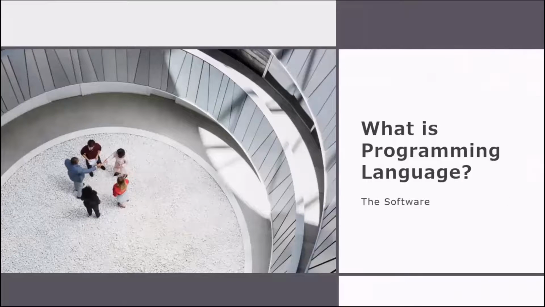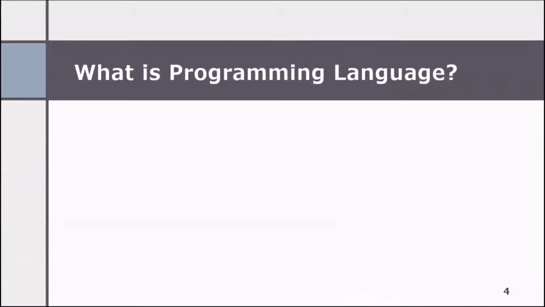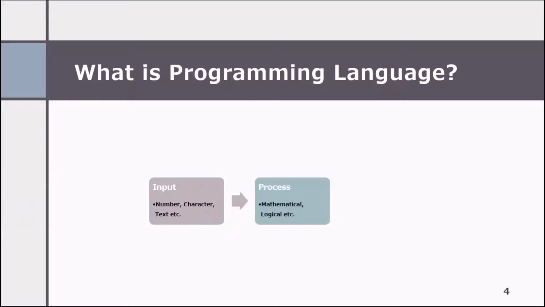What is programming language? The software. As we know, a program will take input, like it can be number, character, text, and will process it in a mathematical or logical form to produce output, like it can print result or generate outcome. So basically a program is a set of instruction that a computer follows, and those instruction set are created using programming language.